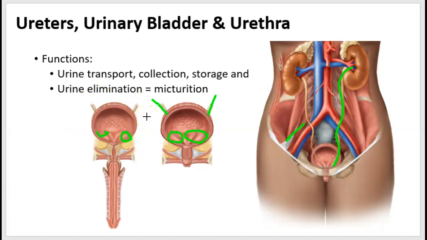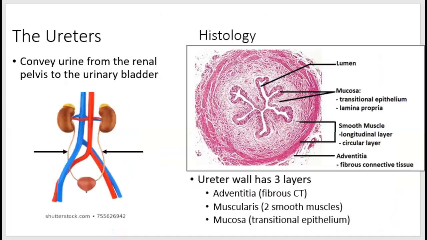And then of course you're familiar with the urethra as well. The urethra is the tube that carries the urine out of the body from the bladder. So the ureters convey urine from the renal pelvis to the urinary bladder, and they do have a muscular wall, so they are able to do a sort of peristalsis type wave-like contraction.